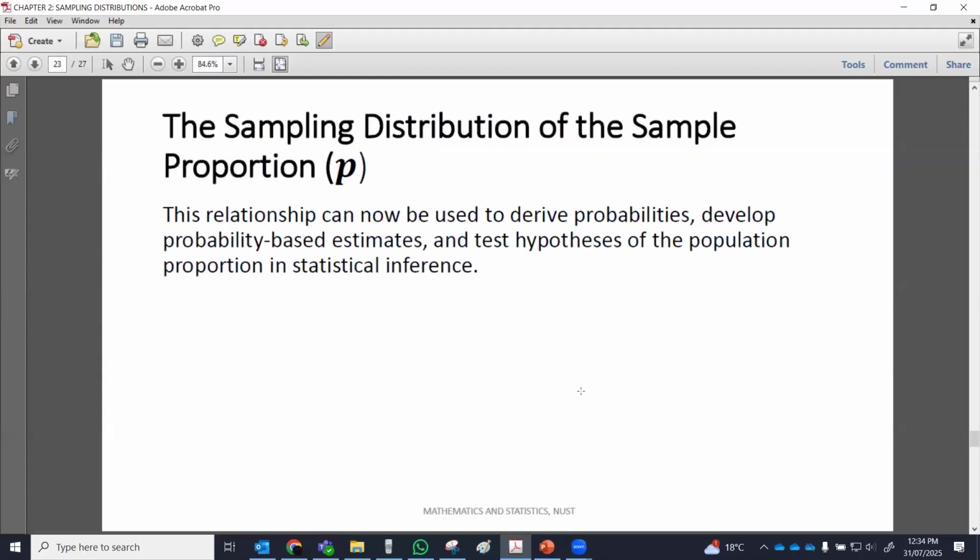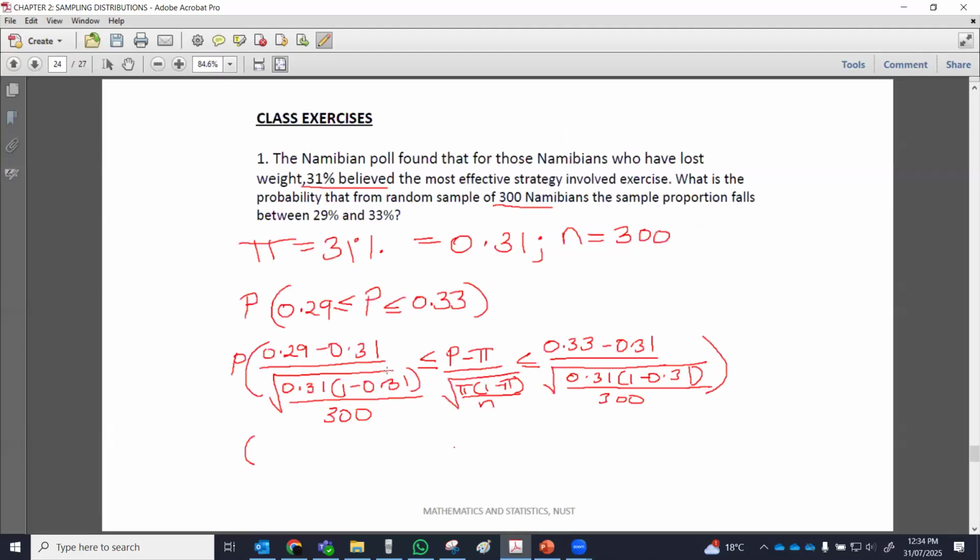So, the sampling distribution of the sample proportion. This relationship can now be used to derive probabilities, develop probability-based estimates, and test hypotheses about the population proportion in statistical inference. A lot of these we will do in the chapters that follow.